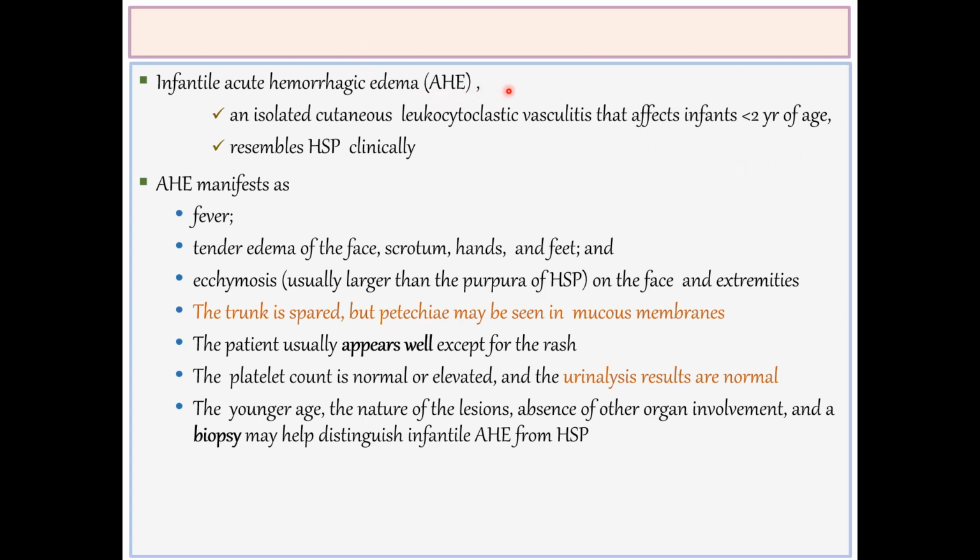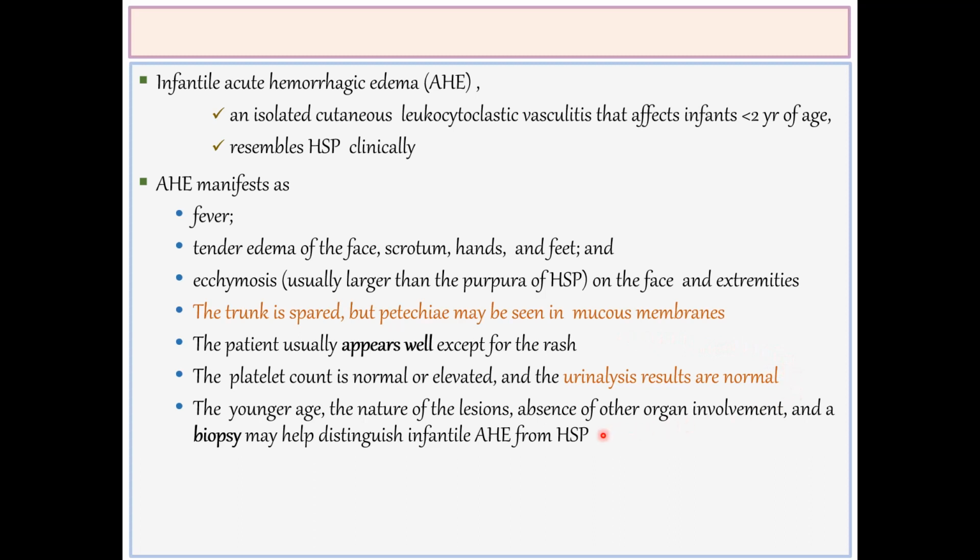An isolated cutaneous leukocytoclastic vasculitis that affects infants under 2 years of age. Resembles Henoch-Schönlein purpura clinically. AHE manifests as fever, tender edema of the face, scrotum, hands, and feet, and ecchymosis, usually larger than the purpura of Henoch-Schönlein purpura, on the face and extremities. The trunk is spared, but petechiae may be seen in mucous membranes. The patient usually appears well except for the rash. The platelet count is normal or elevated, and the urinalysis results are normal.